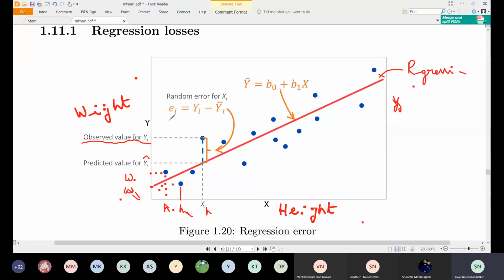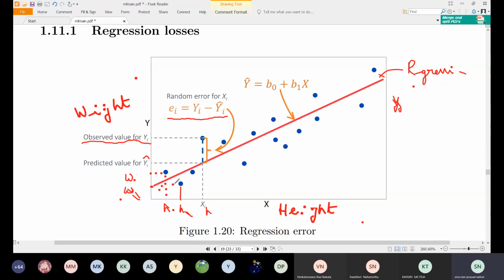So how do you define error? Look at this equation. The error for the ith sample is equal to the observed or actual value for the ith person minus the predicted value for the ith person. This is what is known as random error, the random error for observation i, or for example i.